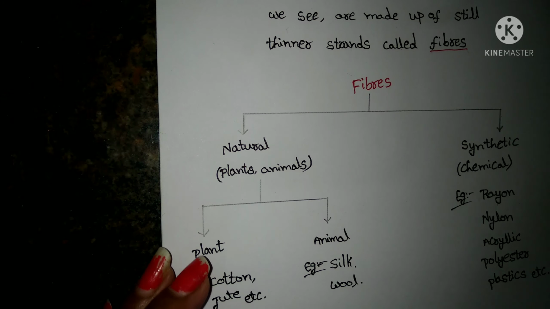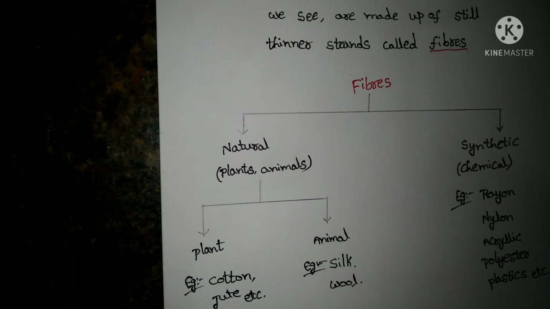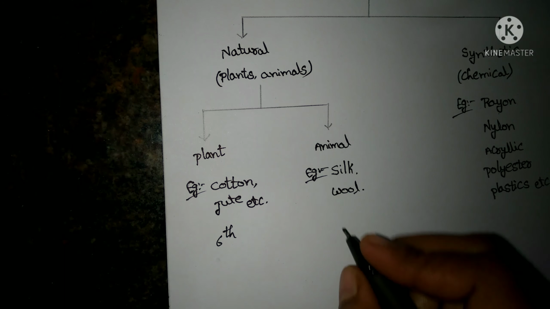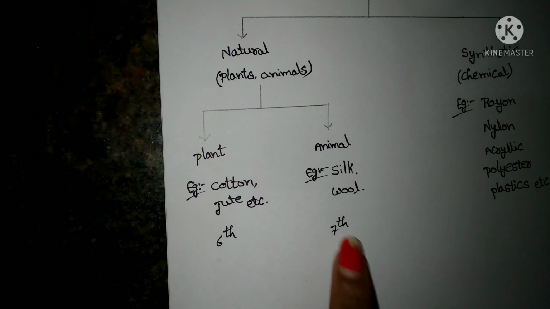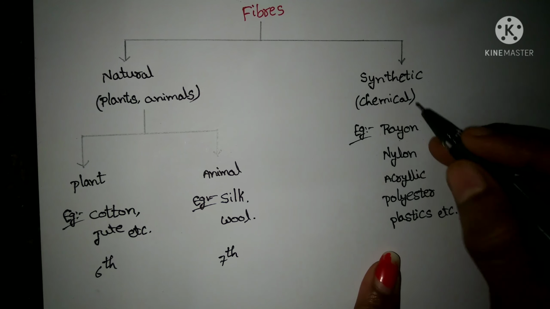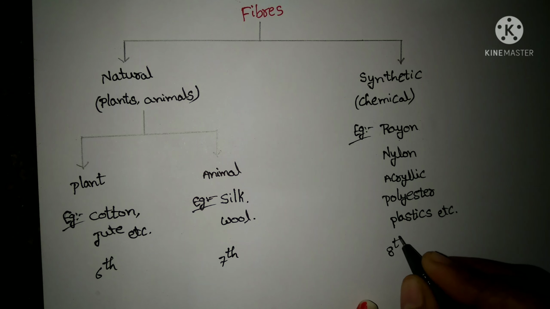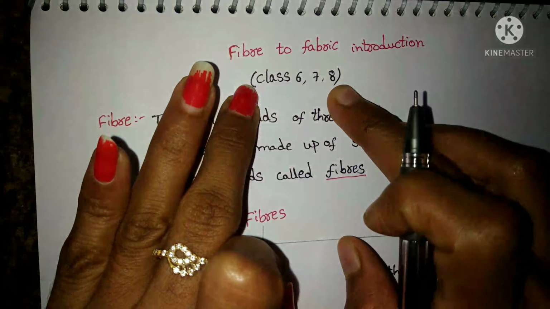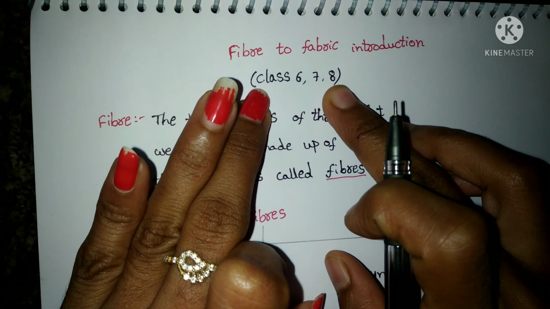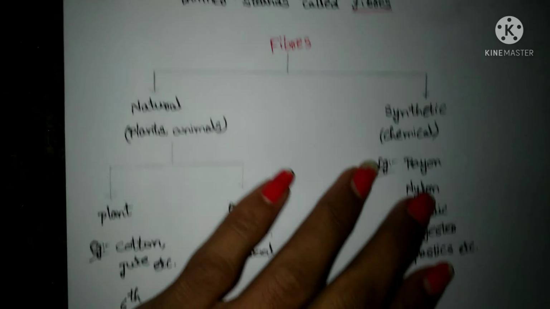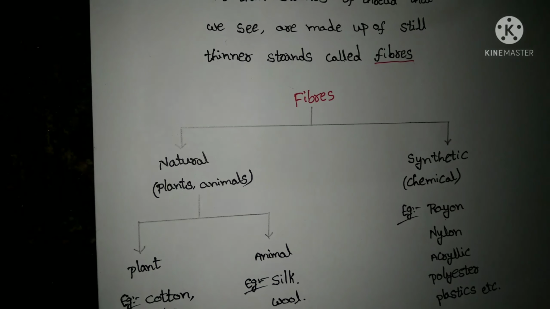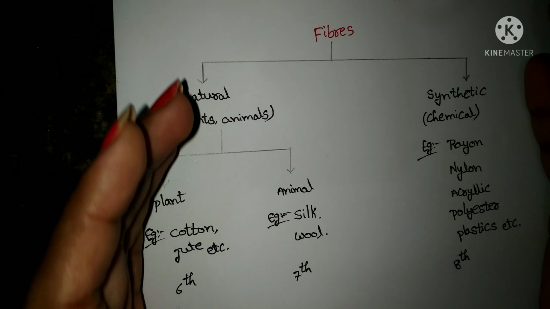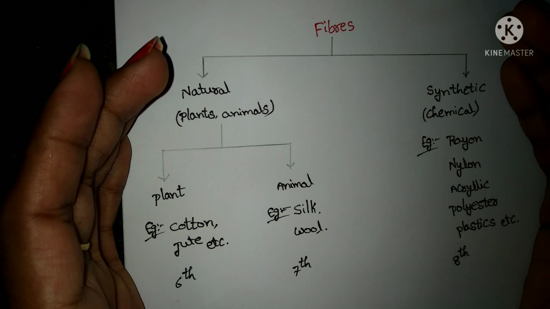Please note one point here. About plant fibers, we discuss in class 6. About animal fibers, we are going to discuss in class 7th. About synthetic fibers, we are going to discuss in class 8th. That is why initially I said in the introduction that it belongs to class 6, 7, and 8th class. So fibers to fabrics, this is the brief introduction, which you are going to learn mainly from class 6th to 8th.